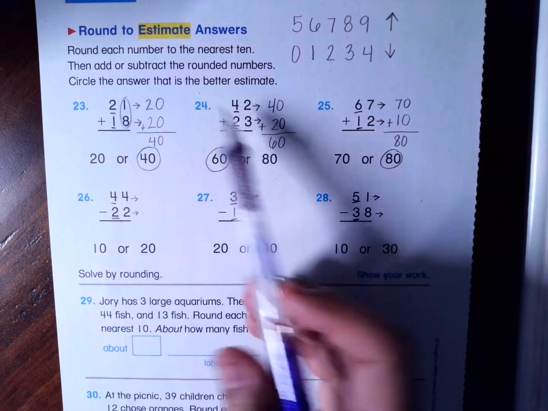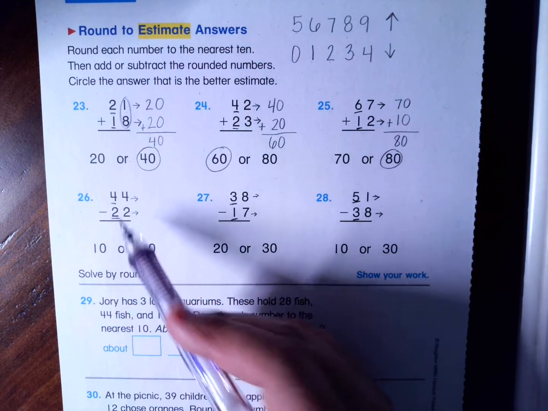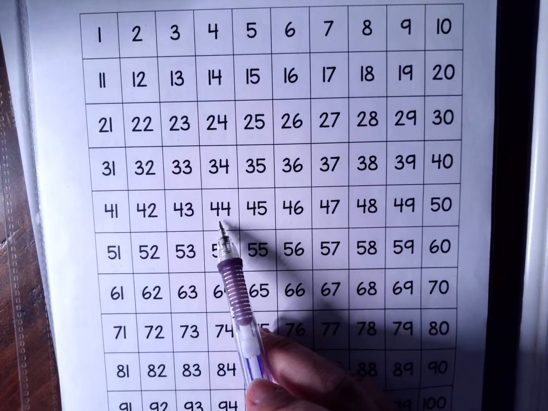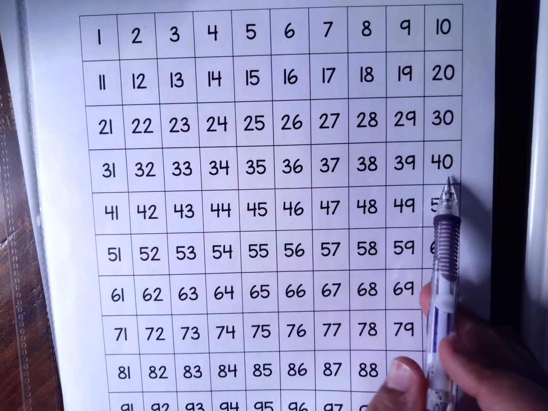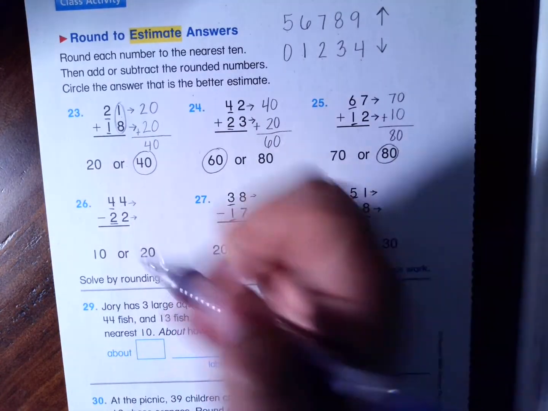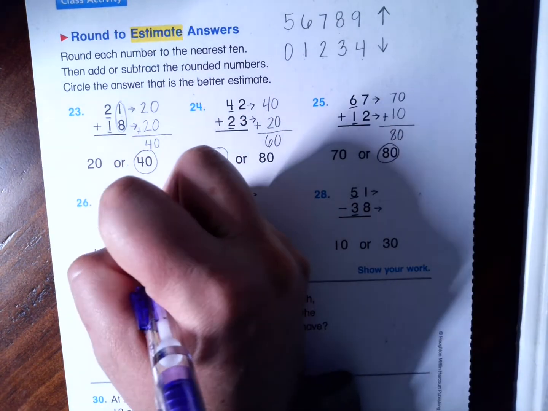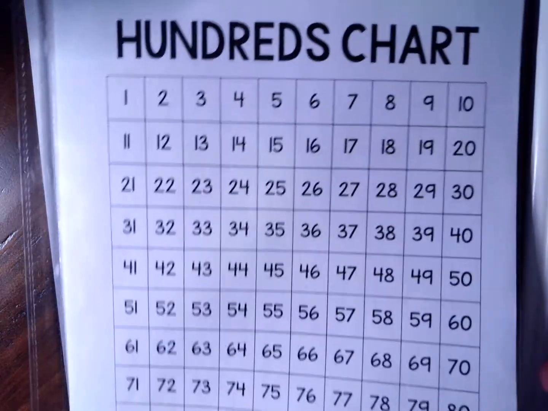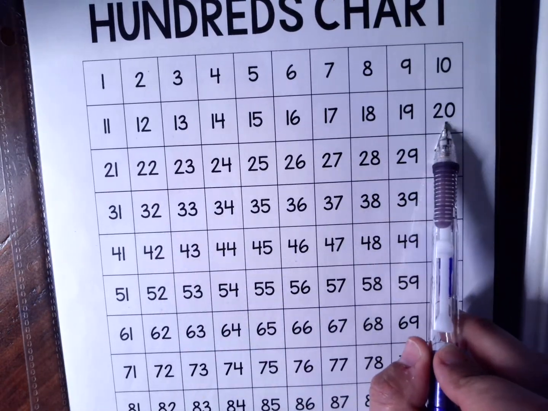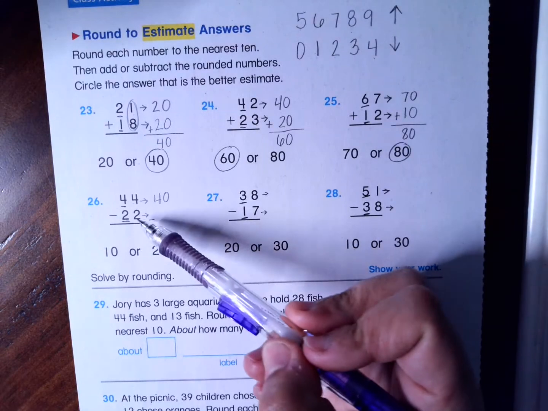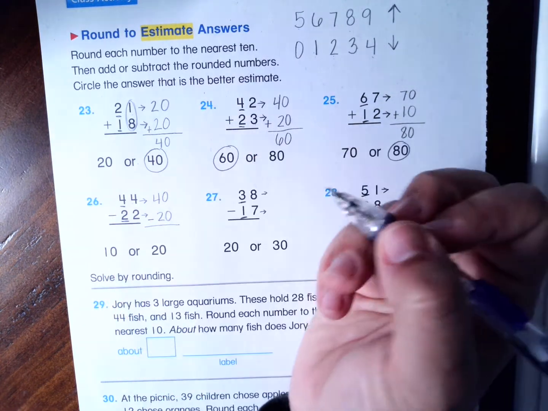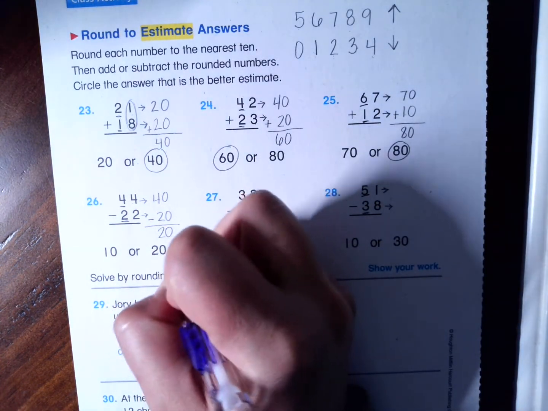So same steps until you get to the very end. So 44, if I go up, that's 50. If I go down, that's 40. So 44 goes down. So I need that 40. And I'm going to minus my rounding for 22. So 22, if I go up, that's 30. If I go down, that's 20. A 2 rounds down. So I'm going to write a 20 right here. And 40 take away 20 is 20.